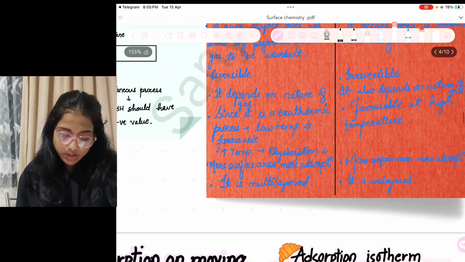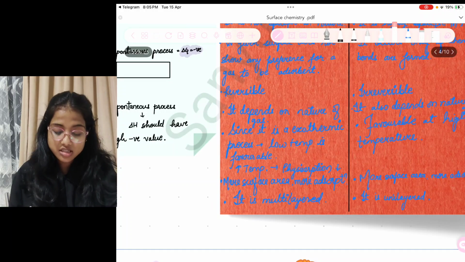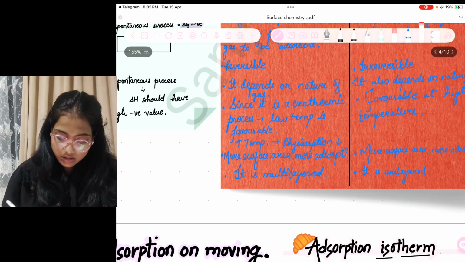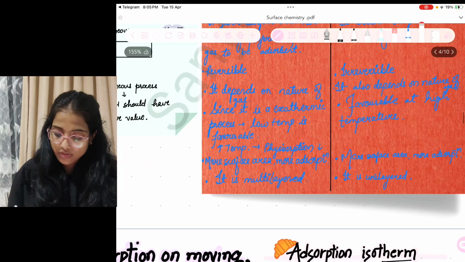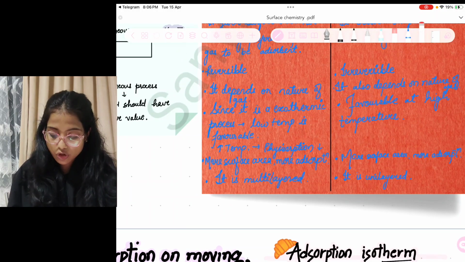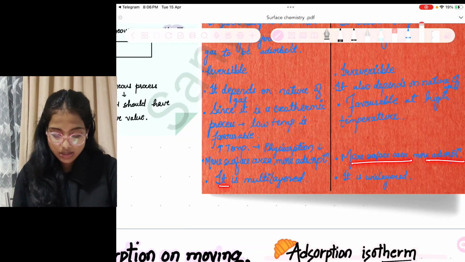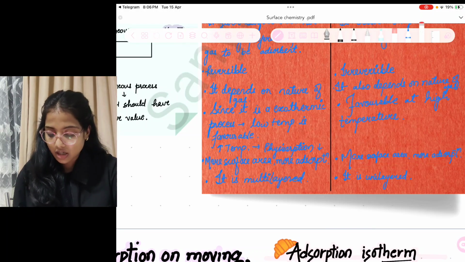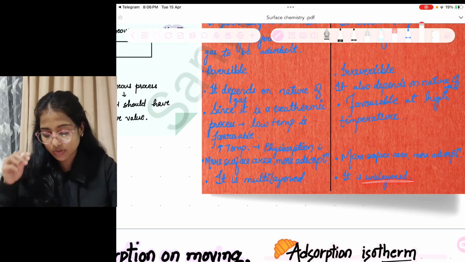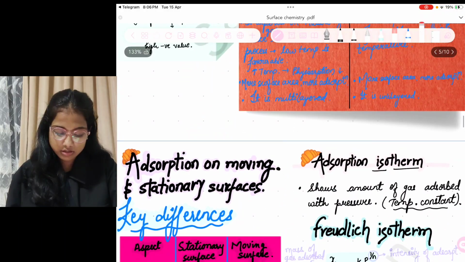Okay, so here in physisorption, if the temperature is increased, the physisorption decreases. More surface area, more adsorption. The same thing applies to chemisorption also: more surface area, more adsorption. Physisorption is multi-layered while chemisorption is unilayered. We will see what kind of isotherm it follows.